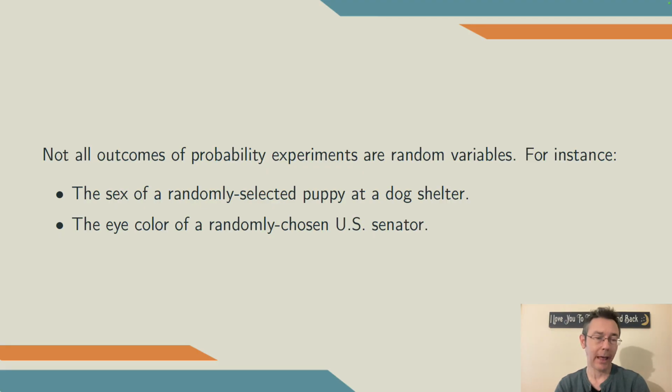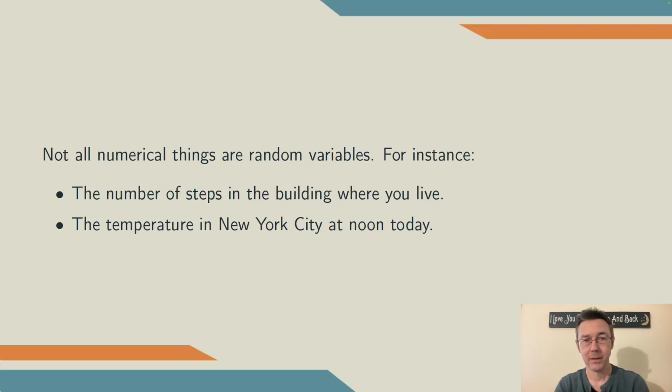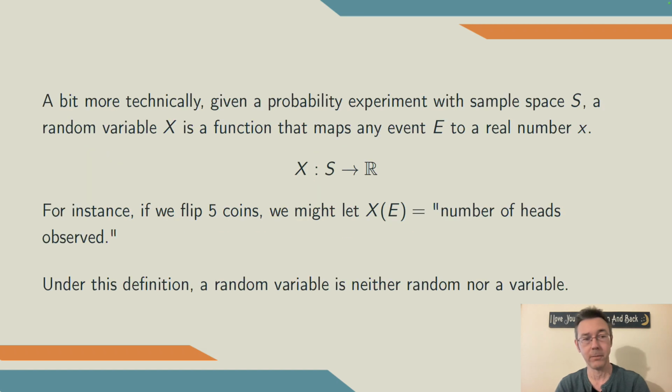Now, not all outcomes of probability experiments are random variables. For instance, the sex of a randomly selected puppy at a dog shelter, or the eye color of a randomly chosen U.S. senator. While these are random occurrences, the outcomes are not numerical. On the other hand, not all numerical things are random variables. For instance, the total number of steps in the building where you live, or the temperature in New York City at noon today. Neither one of these two things are random occurrences, even though they are numerical.